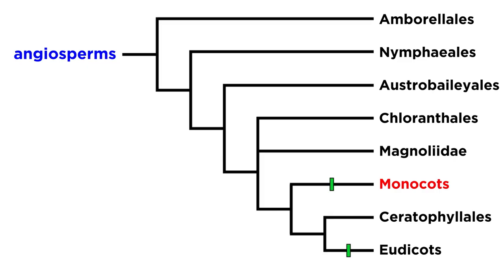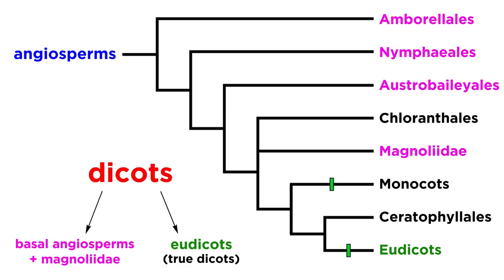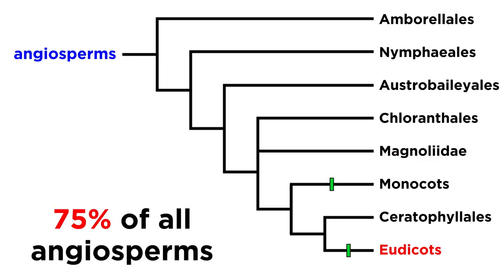Although all of those characteristics are still unique to the monocots, the old classification of dicot has since been split up into the basal angiosperms and magnoliidae that were mentioned earlier, and the eudicots, or true dicots. The eudicots make up about 75% of all flowering plants.